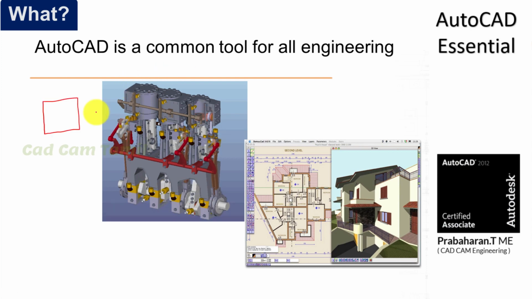For example, a mechanical engineer is drawing a square box. What do they say? They say it is a box. The same drawing drawn by the civil engineer, they will say this is a window, this is a door. The same way, if this rectangle is drawn by the electrical engineer, they say it is a motherboard, a circuit board. But see here, the object is the same, but the perspective of the view is different.